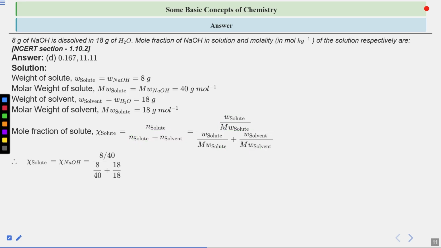If you put all of these values, the weight is given as 8 and the molar weight is given as 40. So this is substituted in both the denominator and numerator. Similarly for the solvent, we have 18 gram that is present and 18 gram per mole is the molar weight. So it's a very good point, as we can get the number of moles as 1. If you put all of these values, you will get the mole fraction of the given solution for the solute as 0.167. So this is our first part, in which we have calculated the mole fraction of NaOH.